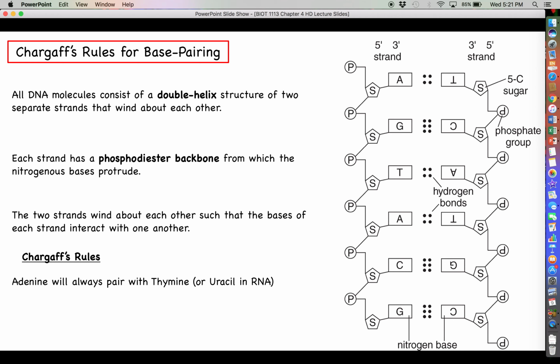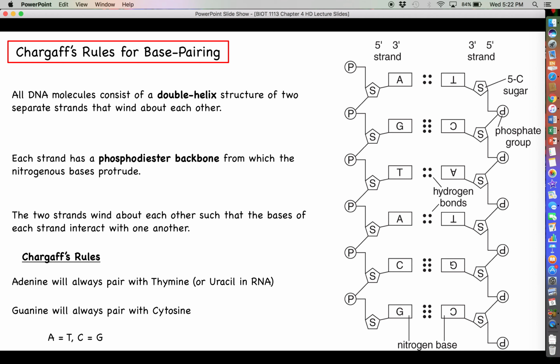So which types of bases like to interact with other bases is not random. This is actually predetermined, and we call these rules for base pairing Chargaff's rules, based on Edwin Chargaff, who actually figured all of this out. So Chargaff's rules say this: adenine will always pair with thymine, or uracil if you're talking about RNA. So A should always go with T, or A should always go with U, depending on whether you're talking about DNA or RNA. And then likewise, guanine will always pair with cytosine. As the rule, G does not go with A, C does not go with T. It's always A and T, C and G. A and U, C and G. Those are the rules, and we have to stick to it.